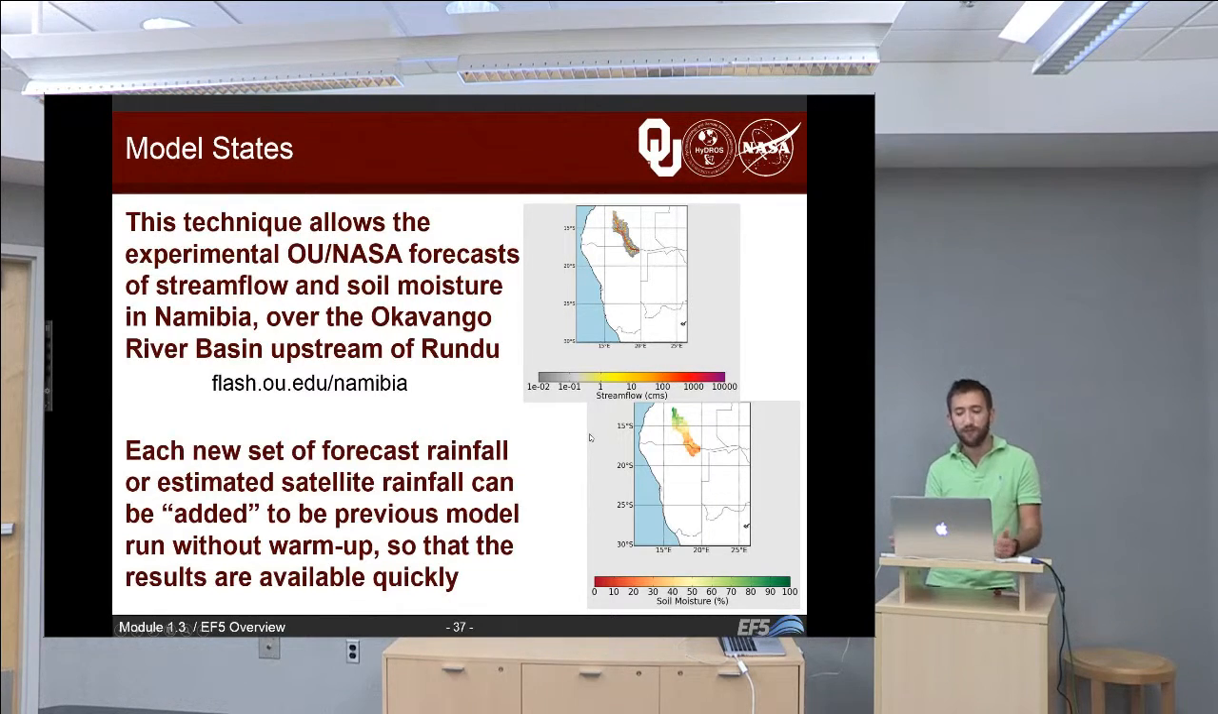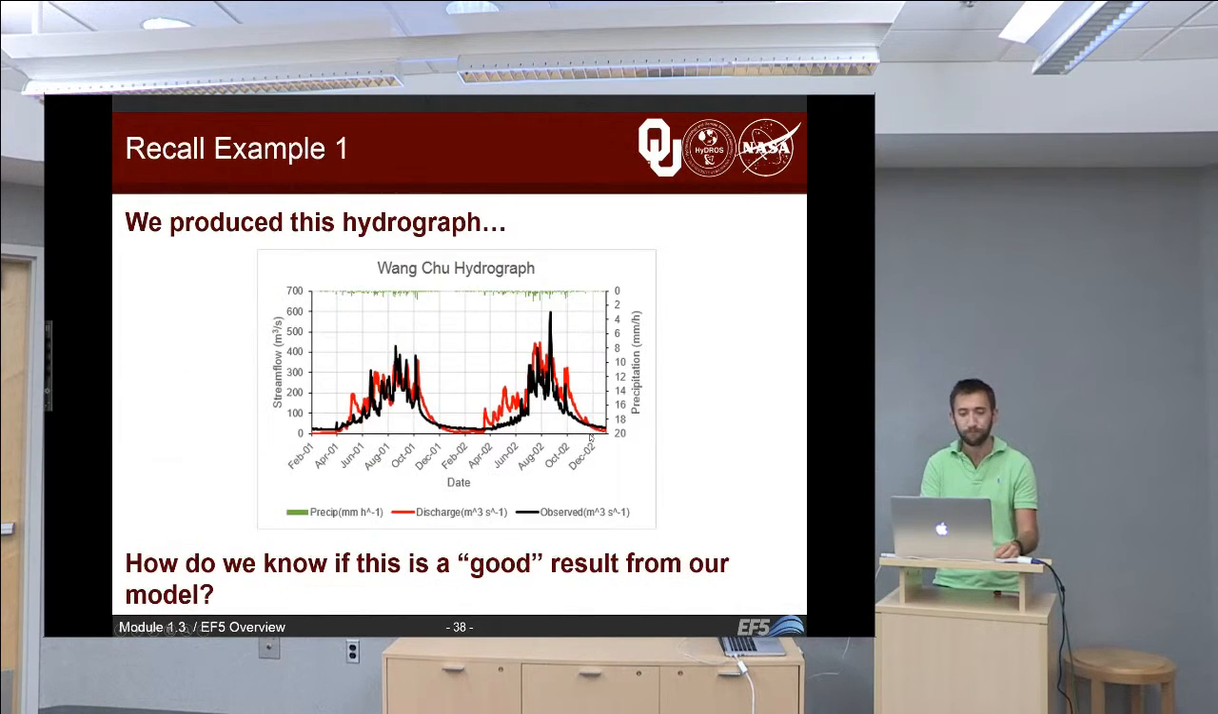And each new set of forecast rainfall coming from either a weather model or estimated satellite rainfall coming from satellite can be added to the previous model run without warm-up because we save those model states. So the results are available very quickly. As soon as the rainfall is available, you run EF5, you generate the products, and then your new forecast is available. And so that's a very powerful technique.